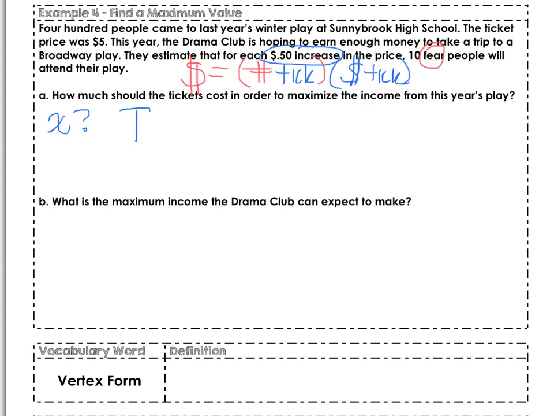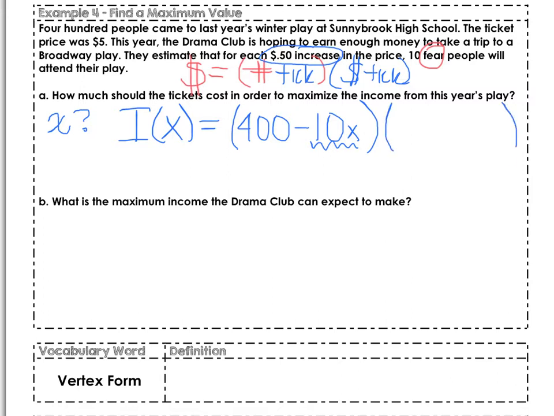So our total income, that's what y of X represents here. First off, what is the number of tickets? Well, they sold 400 last year, and then we're taking away. They're saying we're going to lose 10 people per price raise, and that's what this 10X represents: 10 people for every 50-cent increase, multiplied by the money per ticket. Now, last year it was $5 per ticket, but we're going to be adding on 50 cents times X, so 0.5X, because we don't know how many more increases we're going to be having.